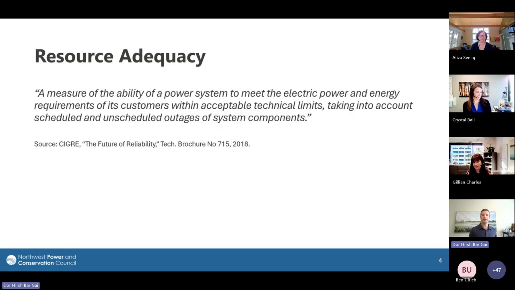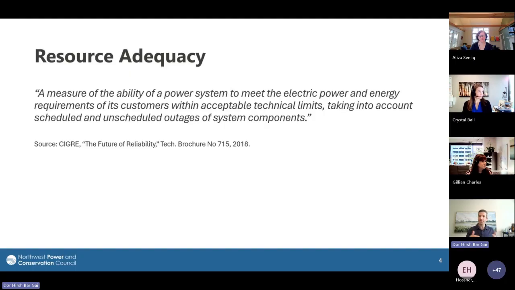But at its core, it's a measure of the ability of a power system, and this will be one of the only slides I'll read from the deck, I promise, to meet electrical power, so the supply and the demand for customers. But the key words that we'll focus on today are within acceptable limits.